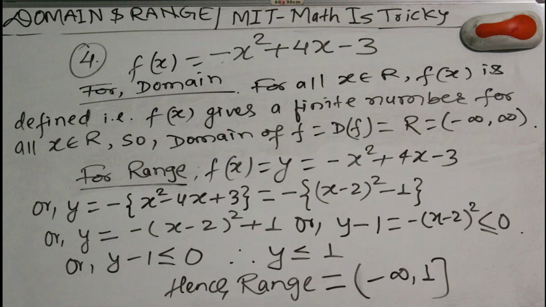As I was discussing, we can also write this as (x minus 2) whole square equals 1 minus y. 1 minus y is always greater than or equal to 0, because (x minus 2) whole square is always greater than or equal to 0. So 1 minus y greater than or equal to 0 means 1 is always greater than or equal to y. That means y is always less than or equal to 1. From that also we can have the answer. Now let's see what the trick is and how we can write the answer in just a second.